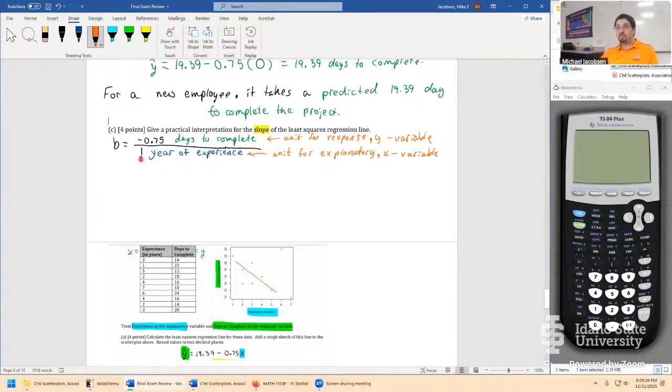And all we've done so far is we wrote out the slope with units, but what we wanted was the practical interpretation. So we have to give a practical interpretation. Forgot to say here, using the context. Doesn't hurt to bake that in, just to emphasize. Using context.